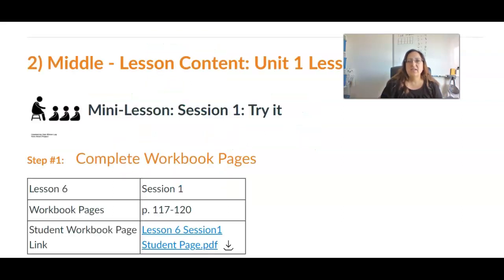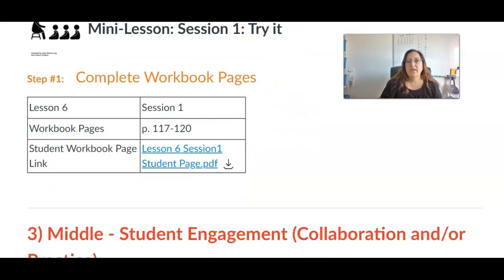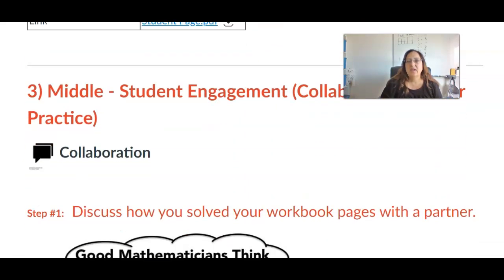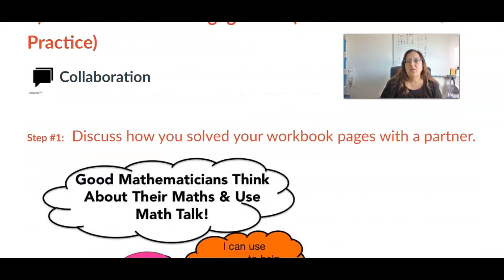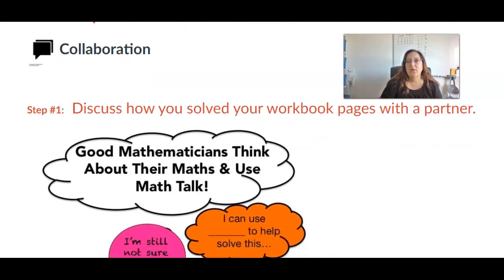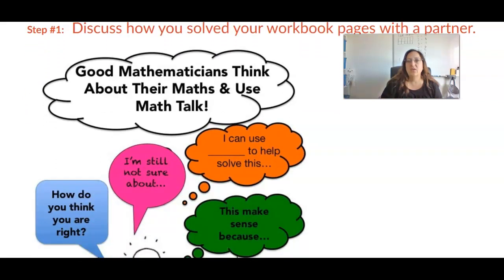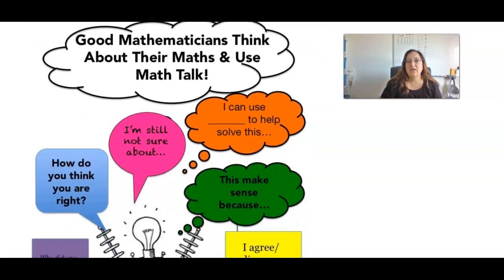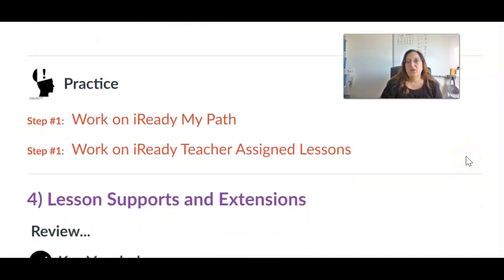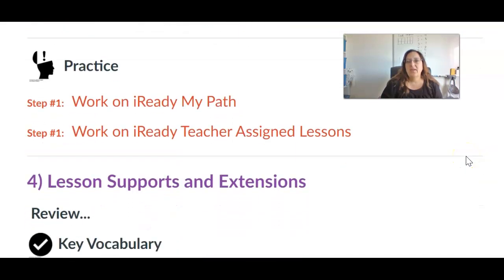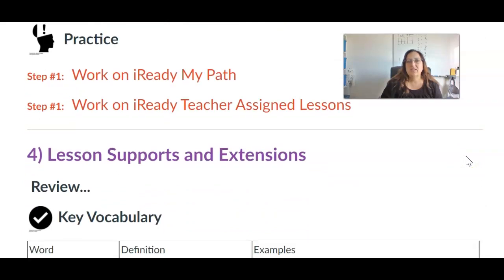In today's lesson, you will complete your workbook pages, and I want you to talk about how you solve the problems with your partner, someone in your house, and here's good examples of how to talk about math. Make sure you work on your iReady, MyPath, and teacher assigned lessons.